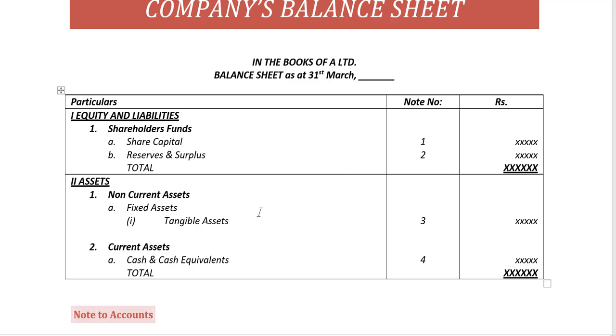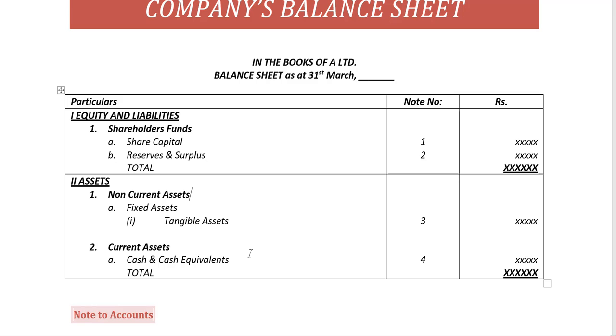Now, in case the share has been issued for consideration other than cash, for example, for the purchase of land, building, etc., we will write that amount against non-current assets subdivision, fixed assets, and within that, tangible assets. So the amount of the tangible asset, which could be land, building, etc., will be written against note number 3. The amount will be written in the amount column.